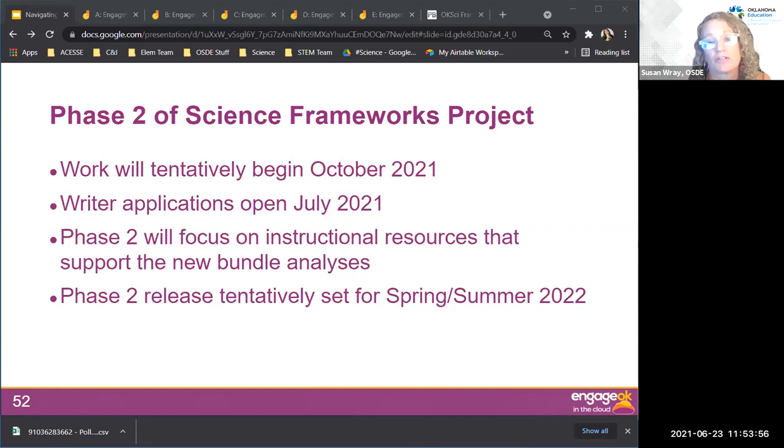Phase 2 will focus on instructional resources that support the new bundle analyses. And with that release, we hope to have it ready in the spring or summer of 2022.